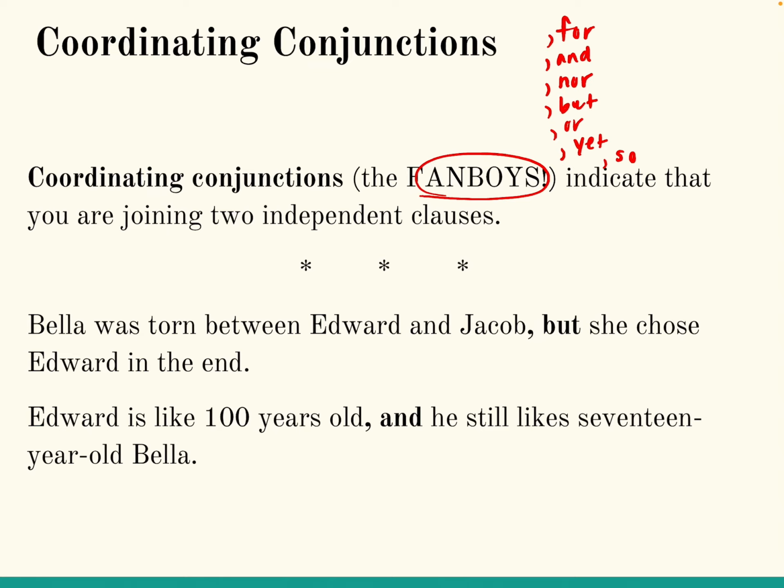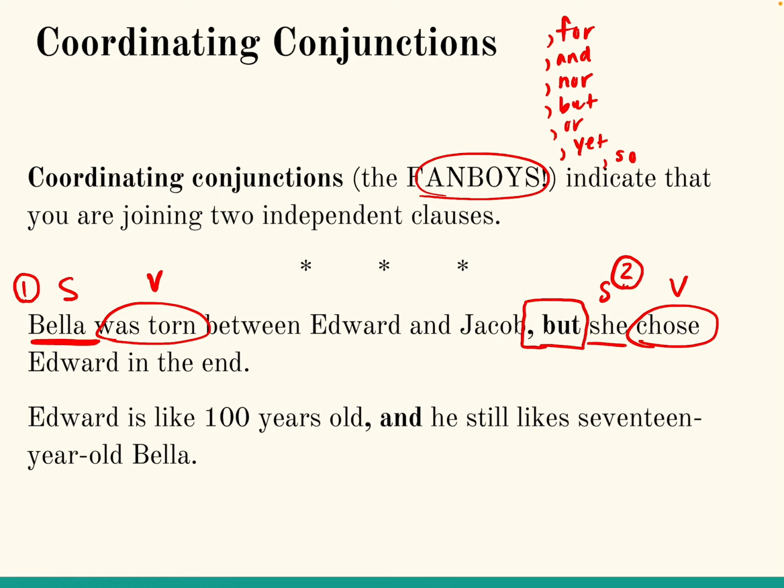Bella was torn between Edward and Jacob, comma, but she chose Edward in the end. Bella, subject, was torn, predicate phrase verb. But links it to the independent clause 2. She, subject, pronoun for Bella, chose, predicate verb in independent clause 2. So I've got one independent clause, second independent clause, and they are joined by comma, but, a coordinating conjunction.